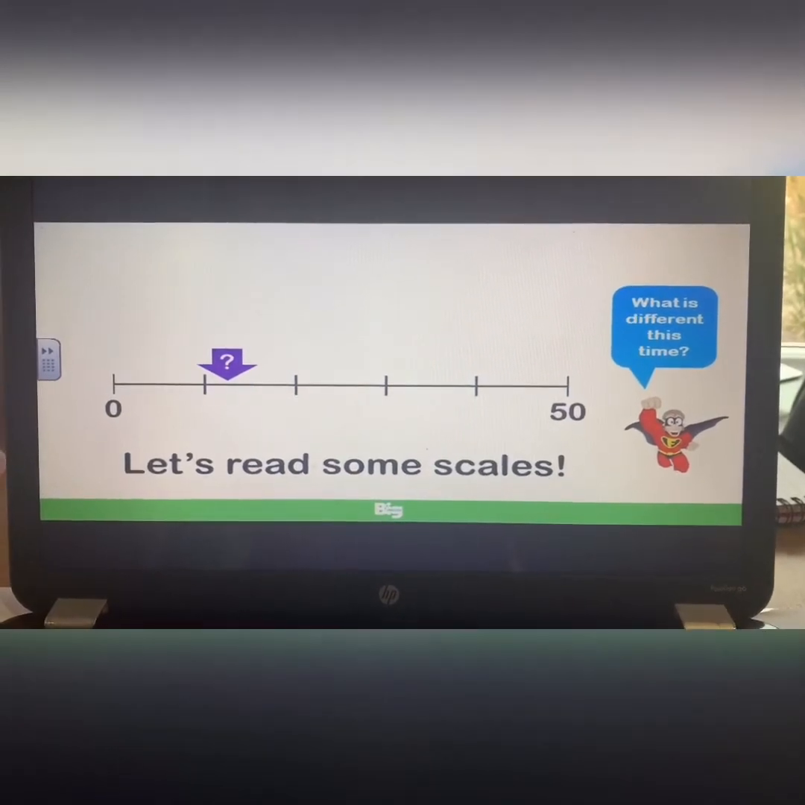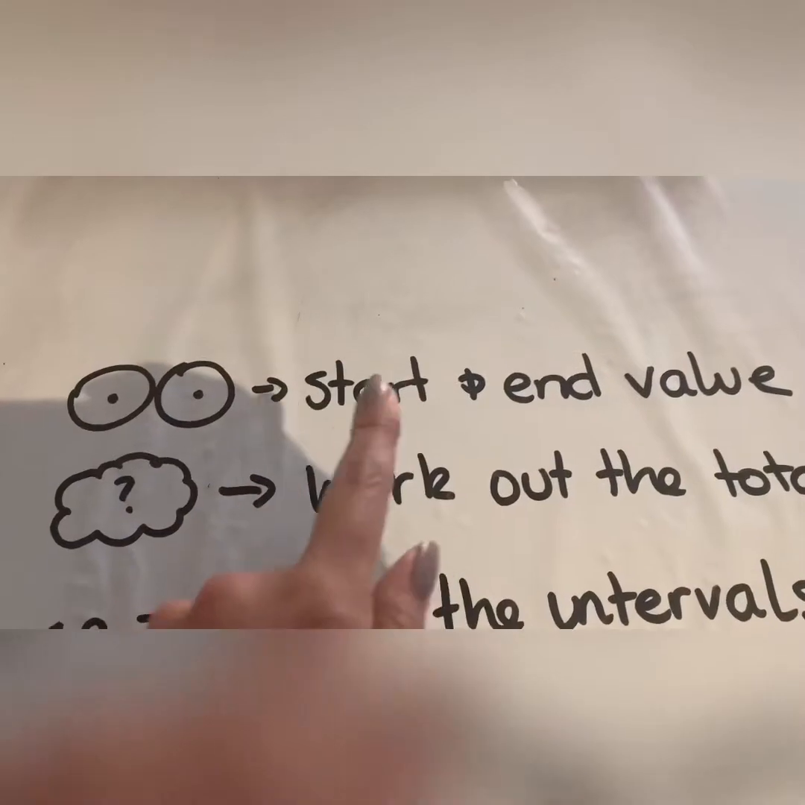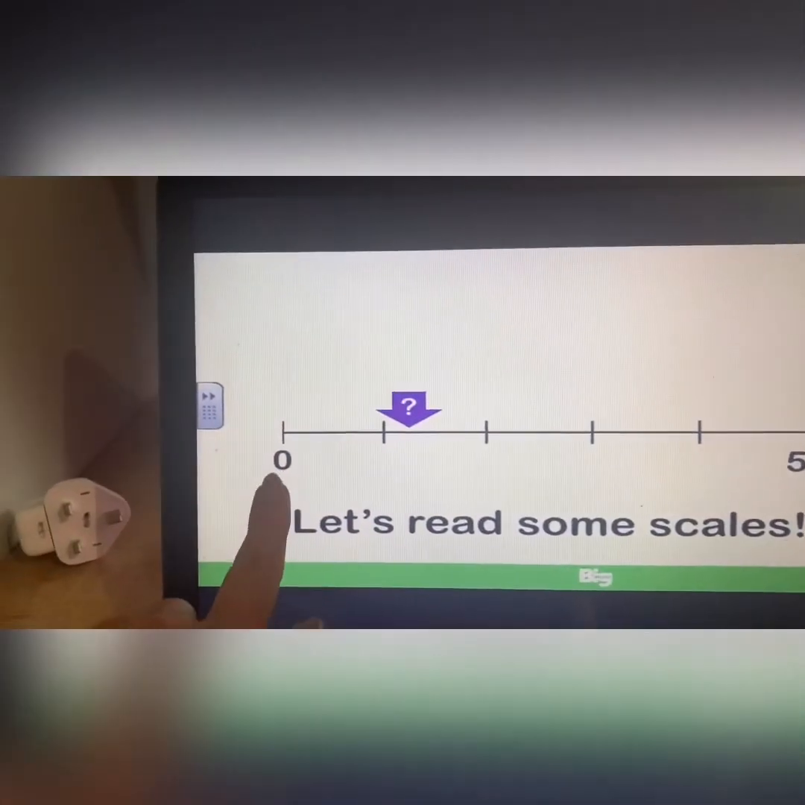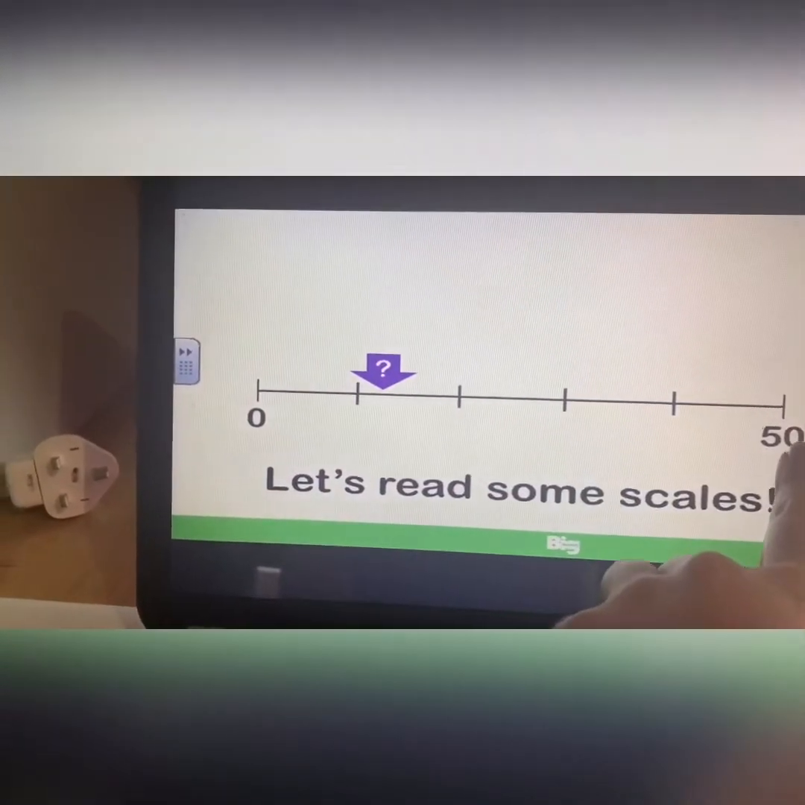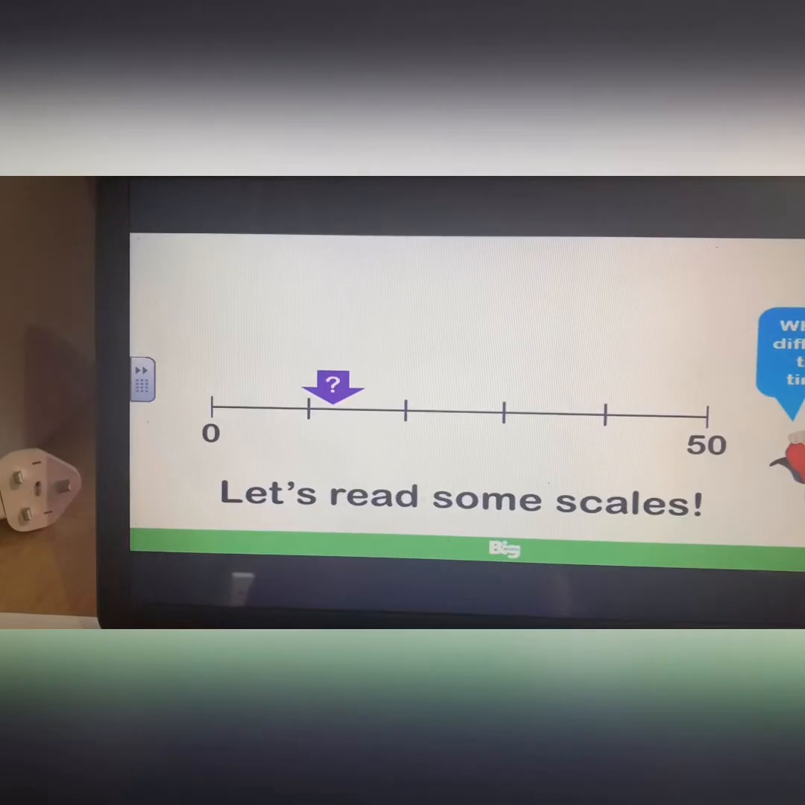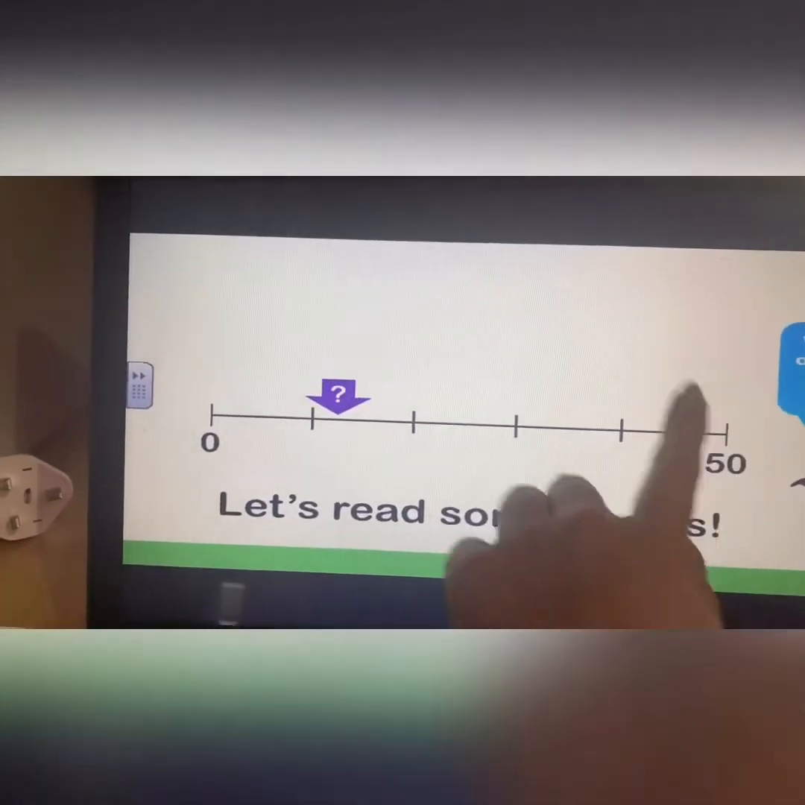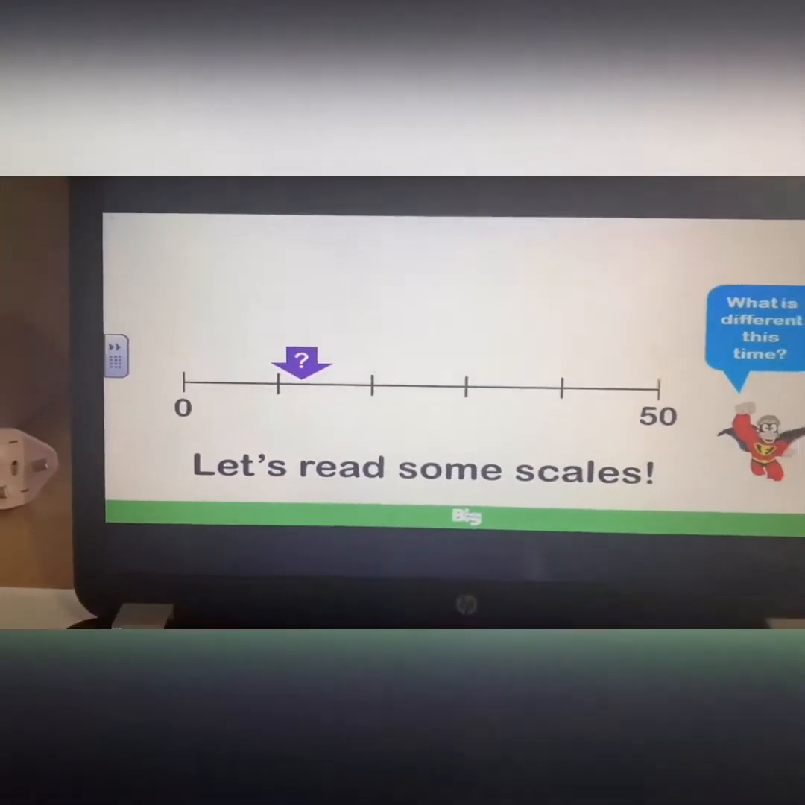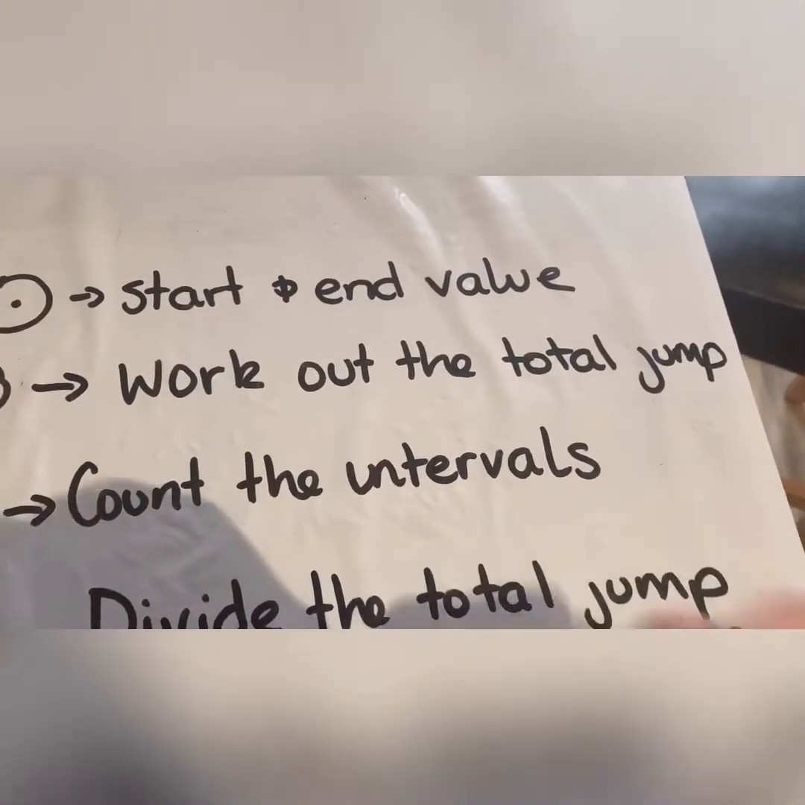So when we're looking at this number line, the very first thing that you should do is look at the start and end value. You can see that it starts with the 0 and it ends with 50. That means that this total number line adds up to 50. The gap between 0 to 50 is a total of 50. The next thing that you should always do with a number line is work out the total jumps.